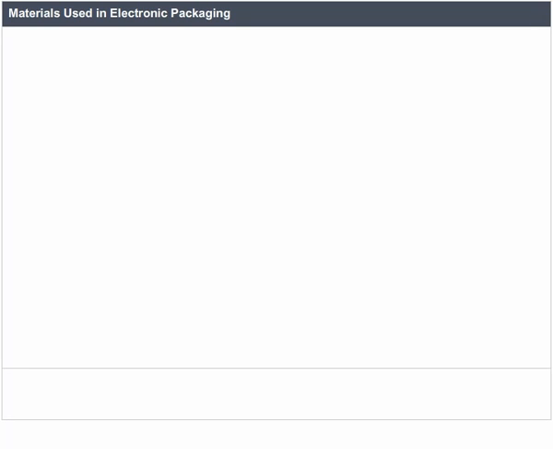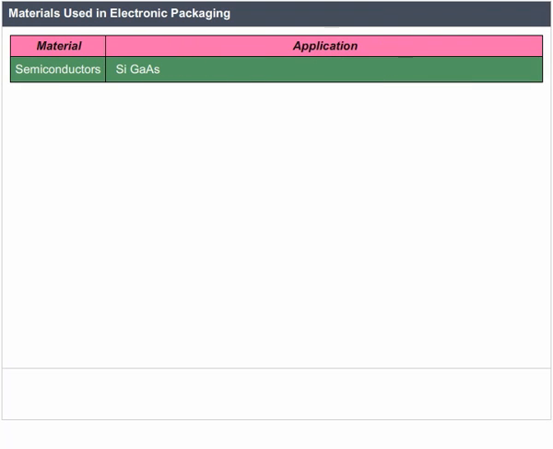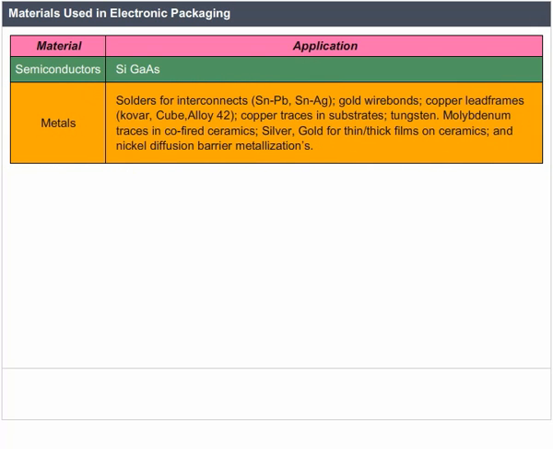Materials used in electronic packaging. Materials: semiconductors. Applications: CGAS. Material: metals. Applications: solders for interconnectors, gold wire bonds, copper lead frames, copper traces in substrates, tungsten and molybdenum traces in cofired ceramics, silver and gold for thin and thick films on ceramics, and nickel diffusion barrier metallizations.